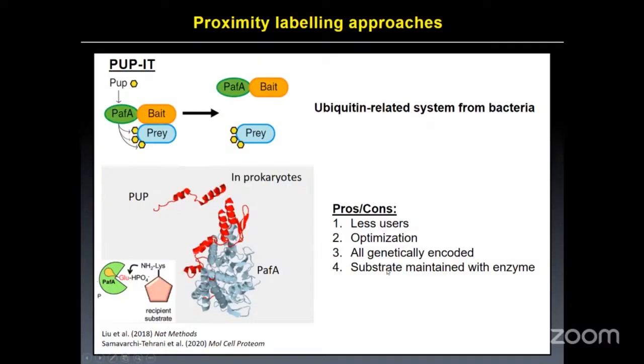The second part that I think is positive is that the substrate, this peptide, is maintained with the enzyme until it actually meets the protein. So basically, the enzyme has to physically interact with the prey to be able to put this peptide onto it. So there should be much fewer false positives in this case.